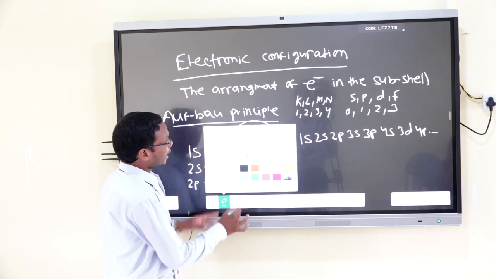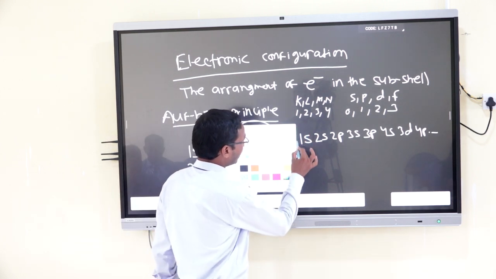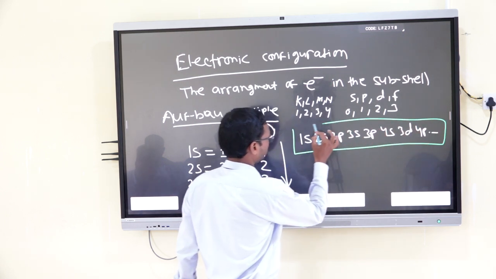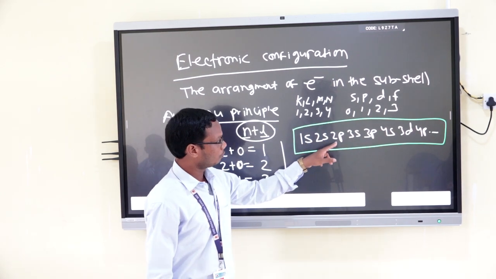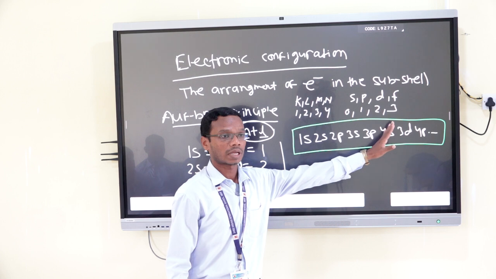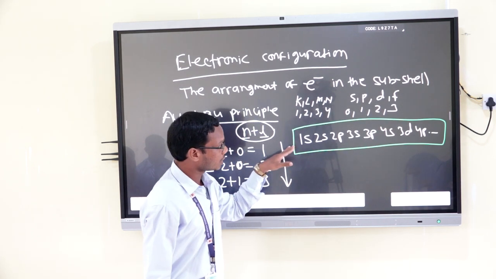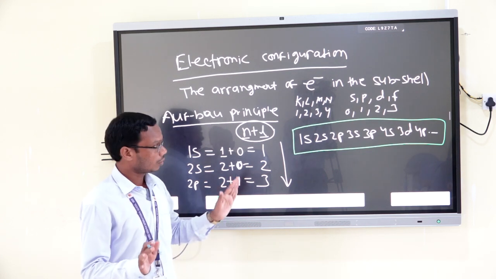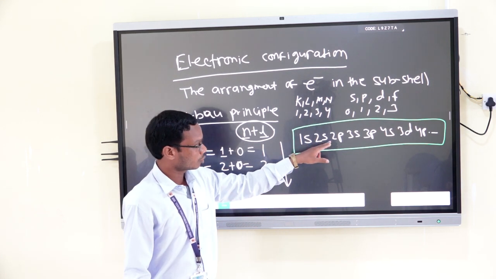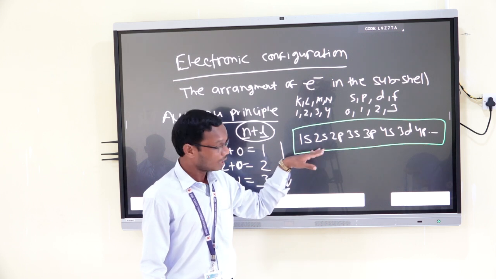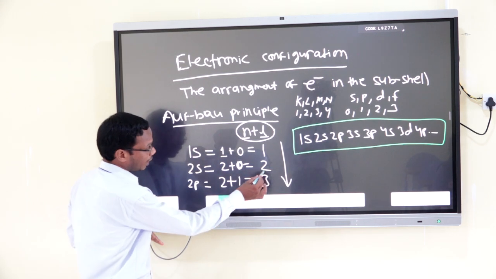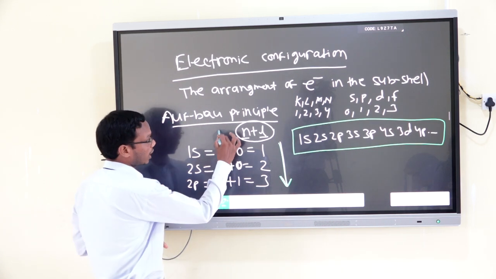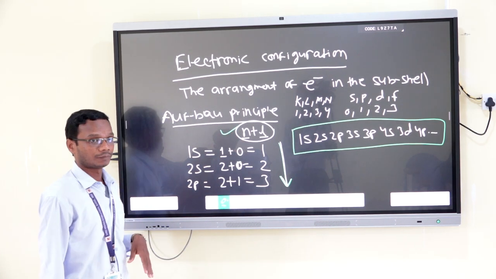Electronic configuration is the arrangement of electrons in these subshells. Remember it: 1s, 2s, 2p, 3s, 3p, 4s, 3d, 4p, 5s. If you arrange the electrons in this order, it is called electronic configuration. Okay? No doubt. Remember this one: 1s, 2s, 2p, 3s, 3p, 4s, 3d. How is it arranged? It is arranged as per the increasing order of energy. The formula is n plus l.